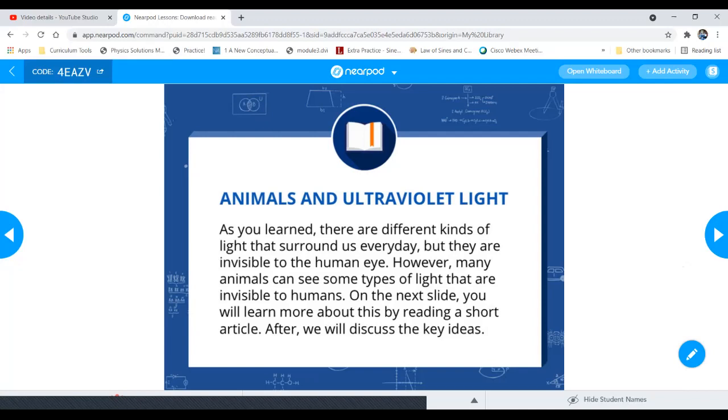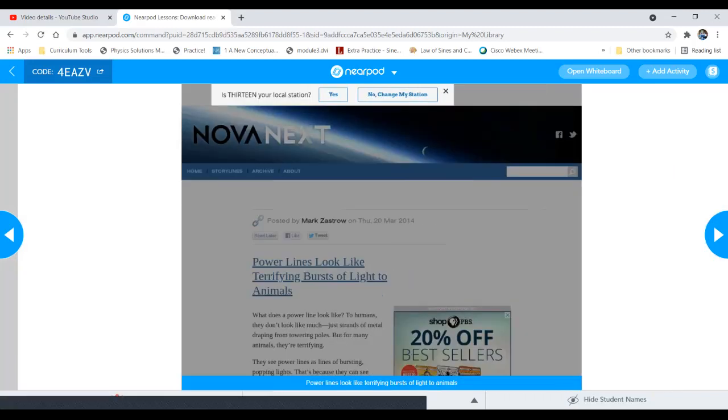Animals and ultraviolet light. Animals have different, and by animals, I don't just mean cute and furry. Insects, birds, anything you can think of that's not a plant. But many animals can see types of light that we can't. And so I want to show you something real quick.